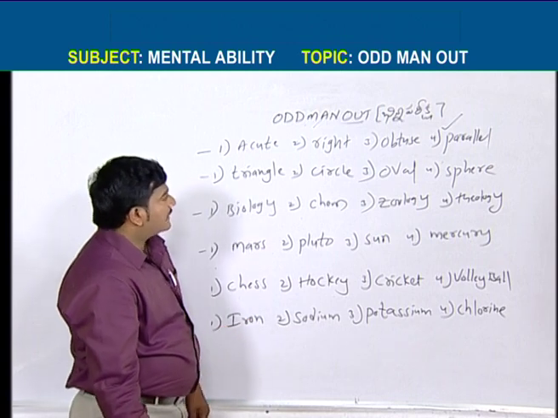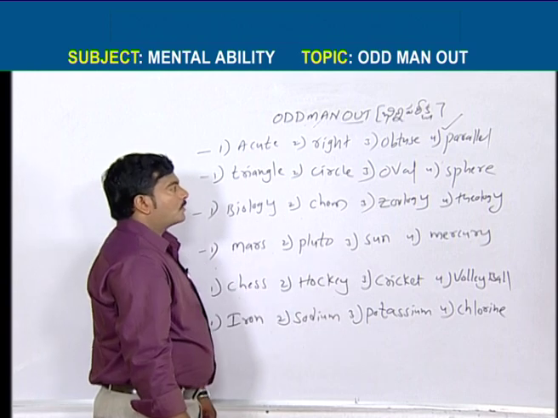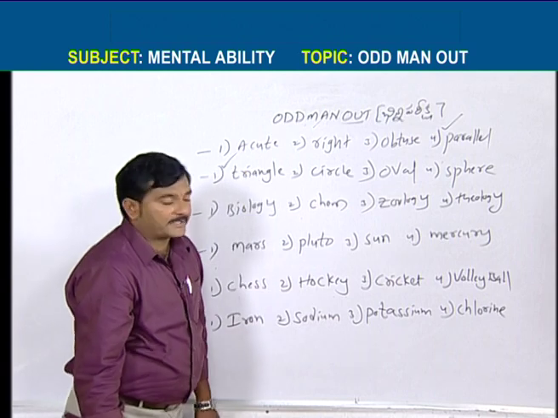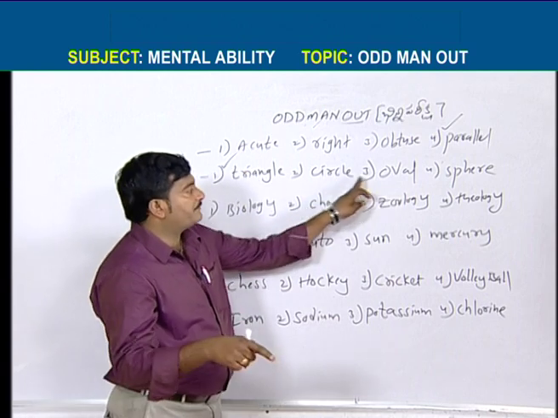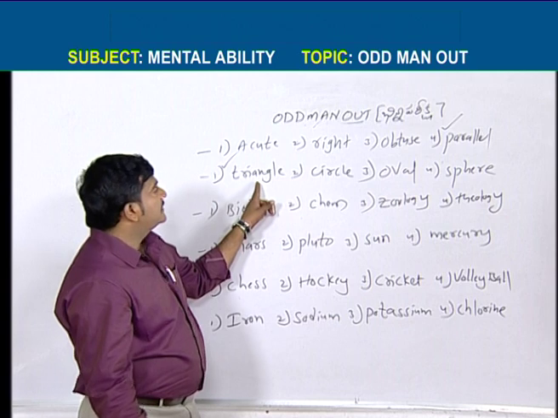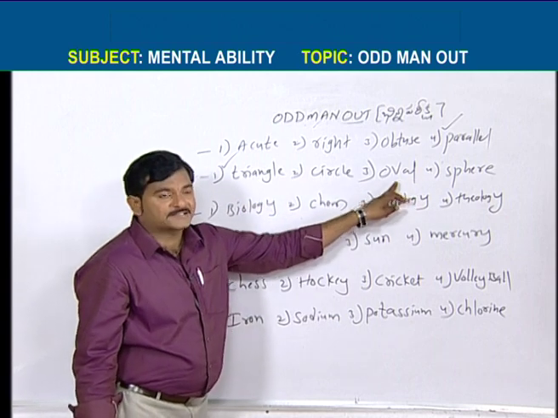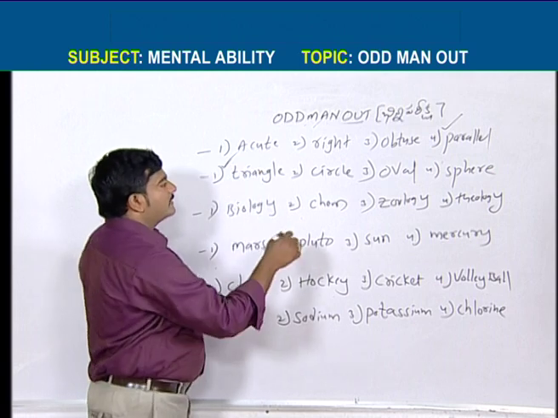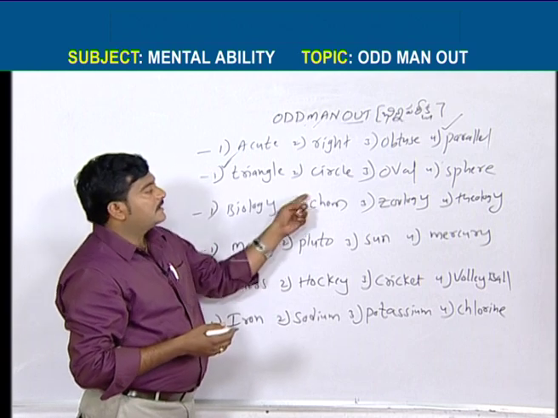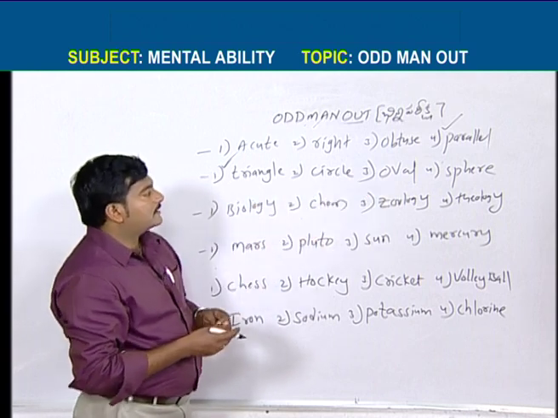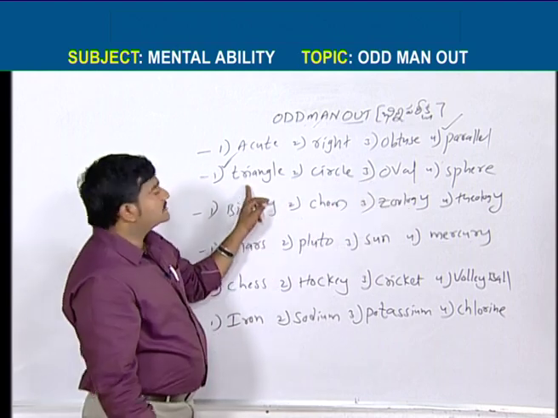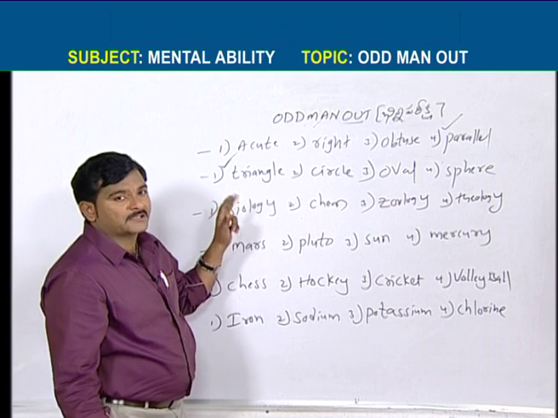See, observe here: triangle, circle, oval, sphere. It is very clear. The answer is triangle. Why triangle? Circle, we know, is a circular shape. Oval is also a kind of circular shape. Sphere is also a circular shape. These do not have any sides, whereas a triangle has sides. These three are in a certain pattern, and this is not in that. This is a 2D picture, and a 3D picture of a circle, but this has only sides, not curves.